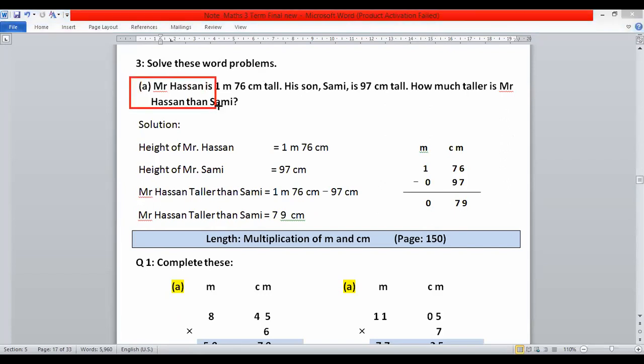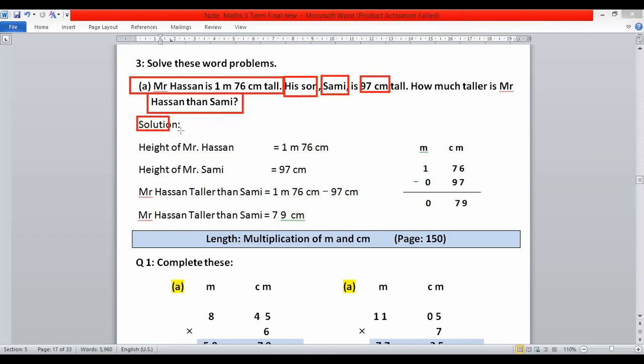Mr. Hassan is 1 meter 76 centimeter tall. His son Sami is 97 centimeter tall. How much taller is Mr. Hassan than Sami? So here the height of Mr. Hassan is given, and this is the height of his son. So we have to find how much Mr. Hassan is taller than Sami.